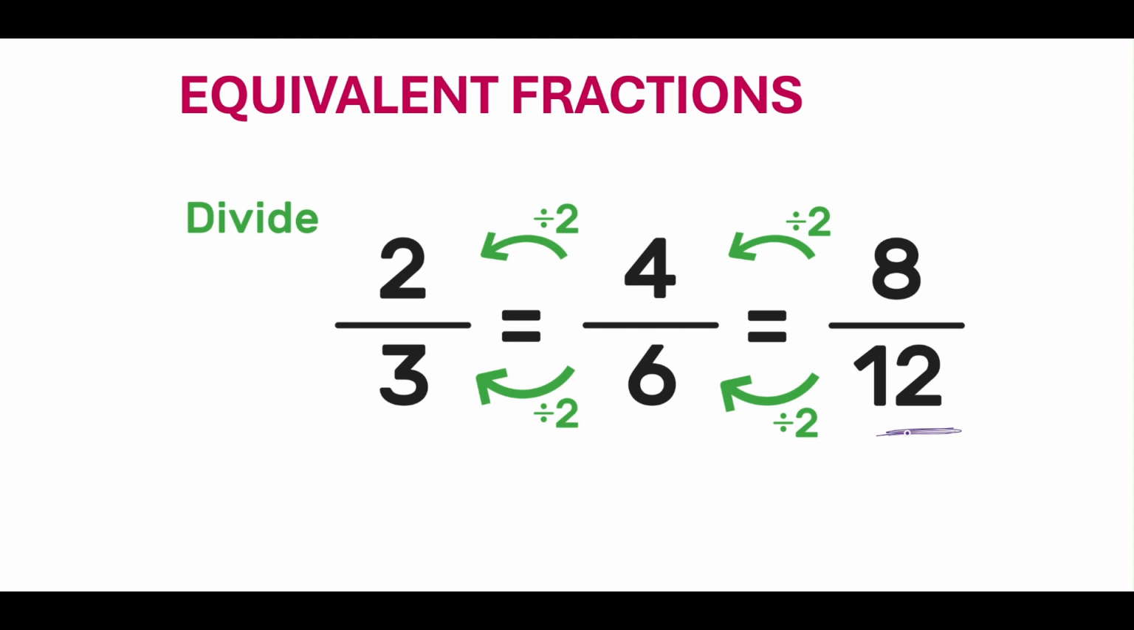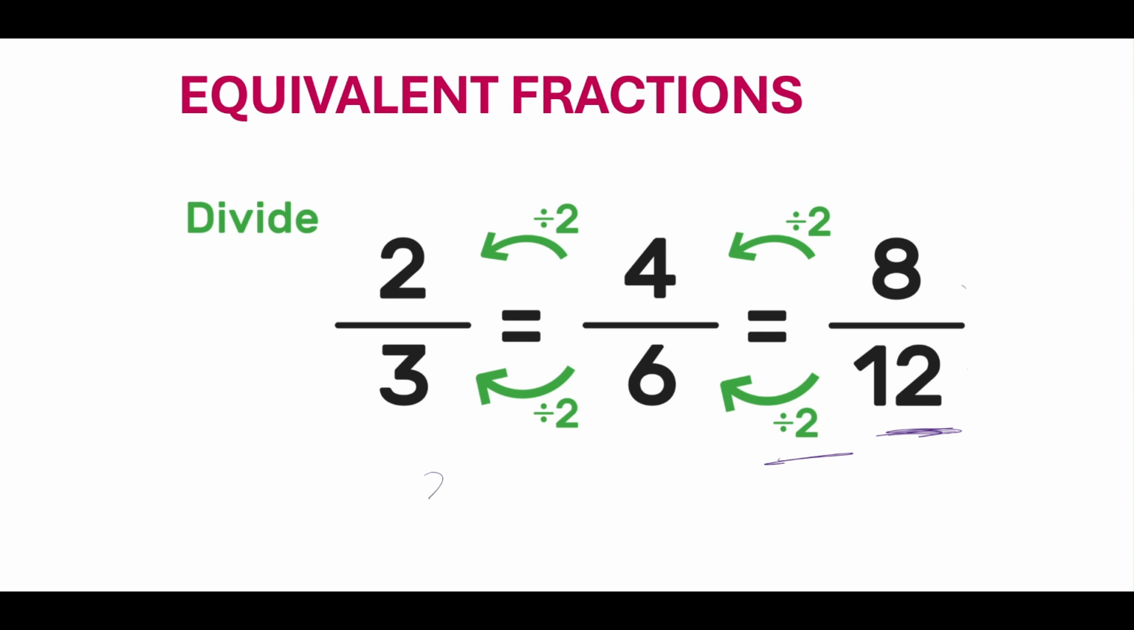Let's say I have 8/12. If I divide both of them by 2, I'll end up with 4/6. If I divide 4/6 by 2, I end up with 2/3. So I can be timesing it or dividing it by any number, but I have to be careful that I do it the same.